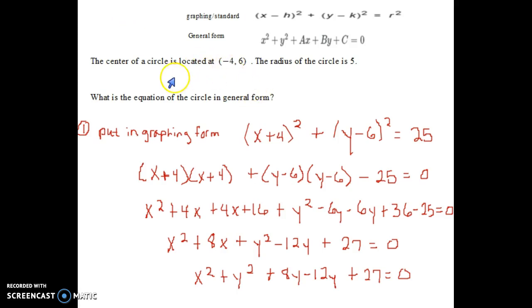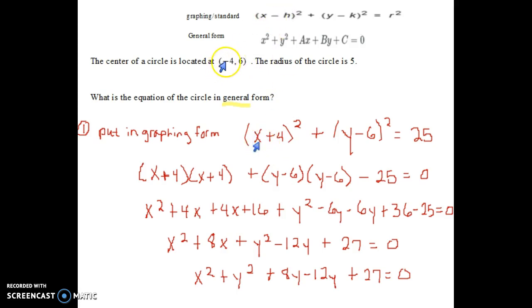The next one is going to actually just give you the center and the radius and ask you what is the general form. So make sure you look at what form they want. They want the general form. So here is my graphing form, and then here is my general form. If you're given the center and the radius, it's very easy to put it in the graphing form, right? So start with that. Let's put it in the graphing form.